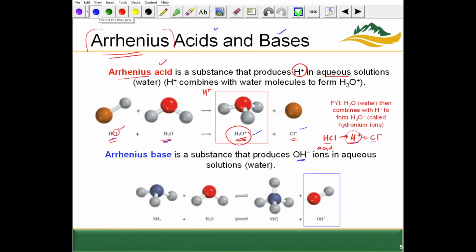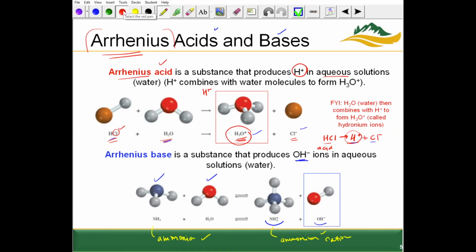So technically, an Arrhenius base is a substance that produces those OH- ions in aqueous solution. Here we have a water molecule. Here we have ammonia. Now on this side of the reaction, we have hydroxide anions, and then do you remember what this is called? NH4+. This is an ammonium cation, right? An ammonium polyatomic cation. This here, not to be confused with ammonium, this is ammonia. This is an ammonium cation.